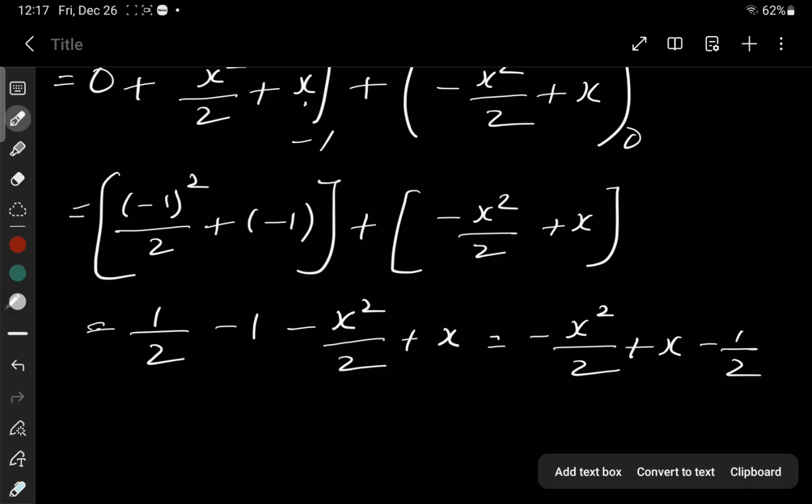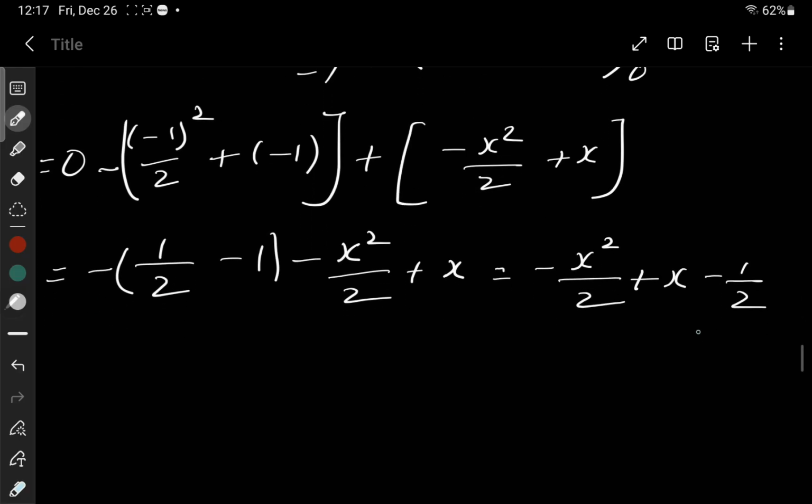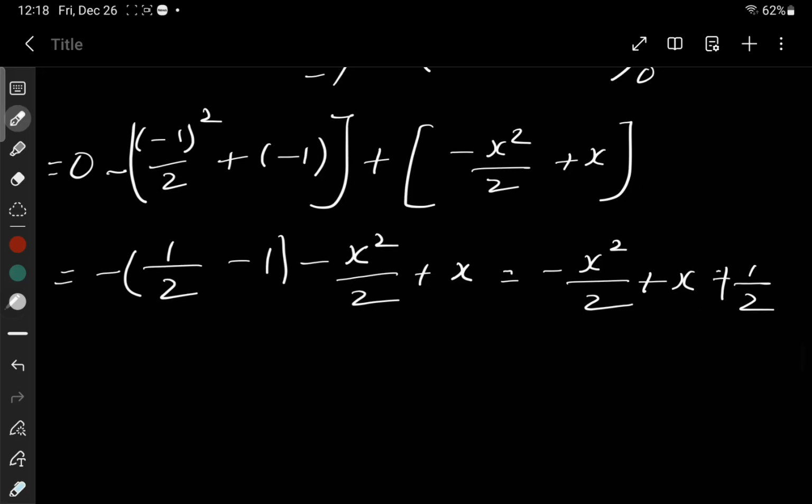See here, one small correction. Upper limit I will apply 0, both are 0. And then, I'll make one correction here. Upper limit I will get 0 minus the lower limit. So in that case you will get minus this guy. So minus of minus half you will get plus half. So the answer is minus x square by 2 plus x plus 1 by 2.